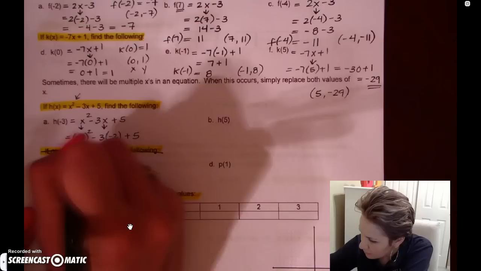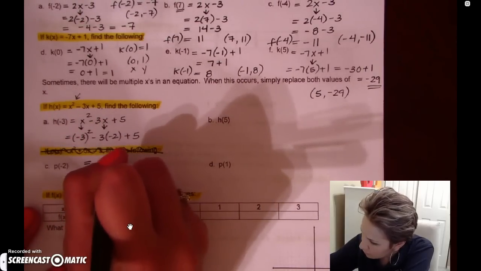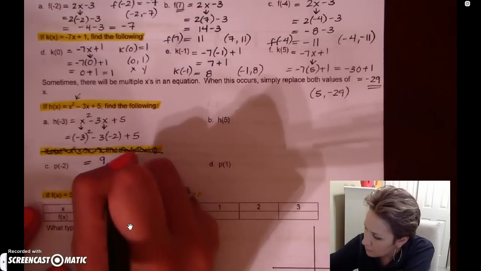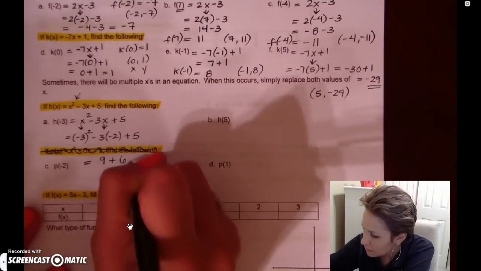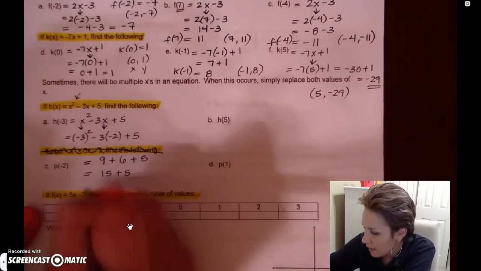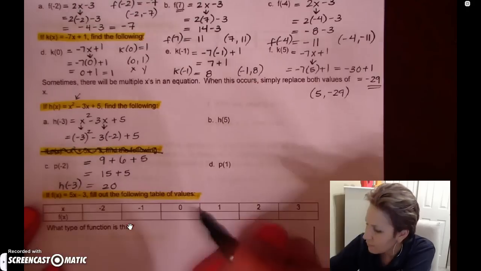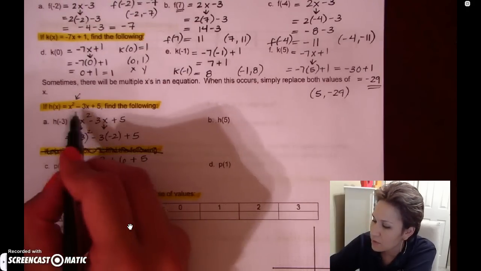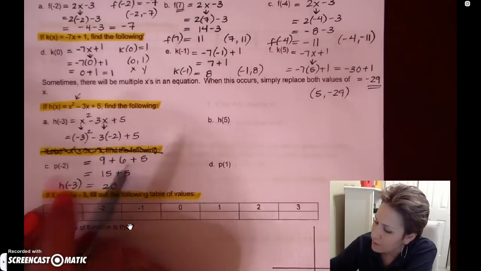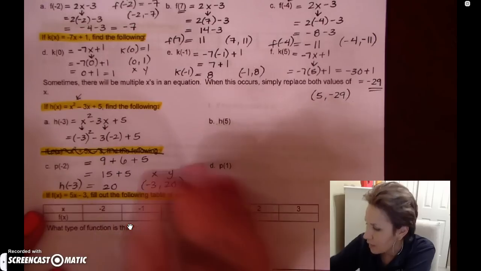Pretend this isn't there. Negative 3 squared is negative 3 times negative 3, which gives me a positive 9. A negative 3 times a negative 2 is a positive 6. What is 9 plus 6? 15 plus 5 is 20. So this is saying that the function h of x equals x squared minus 3x plus 5 at x equal to negative 3 is equal to 20.